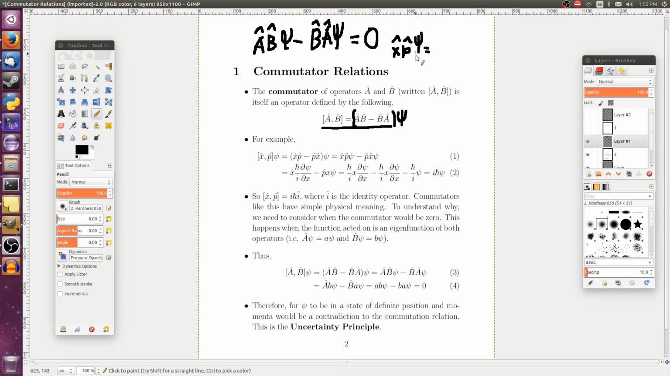So, if I act on psi with p, well, I'm not operating with x hat yet, then I would get h bar over i times the partial derivative of psi with respect to x. And then, if I act with x on that wave function, well, I just get h bar over i times x partial psi over partial x.